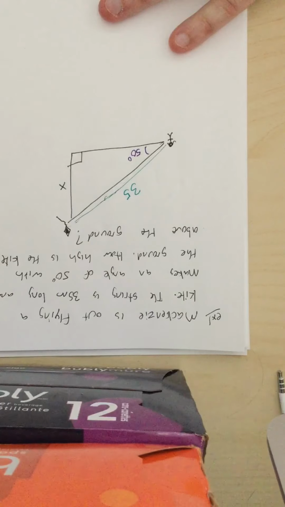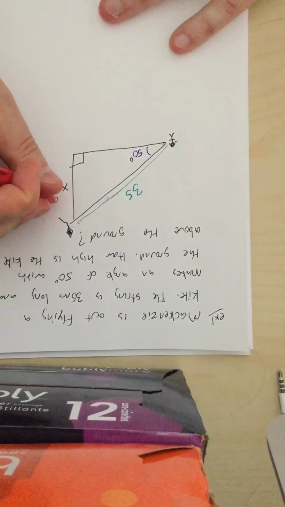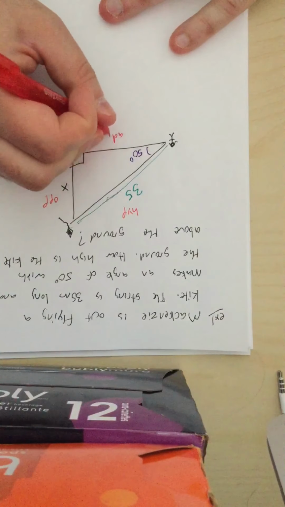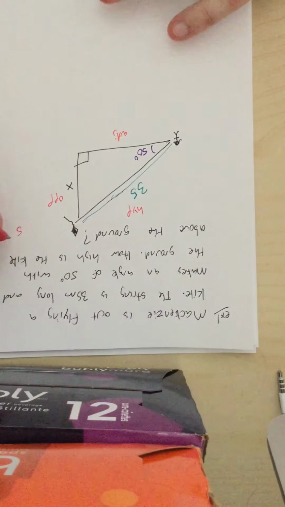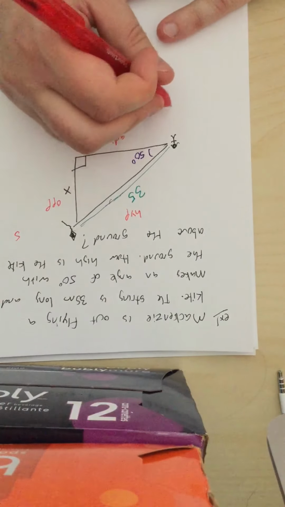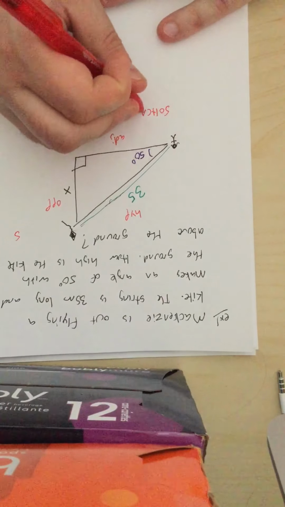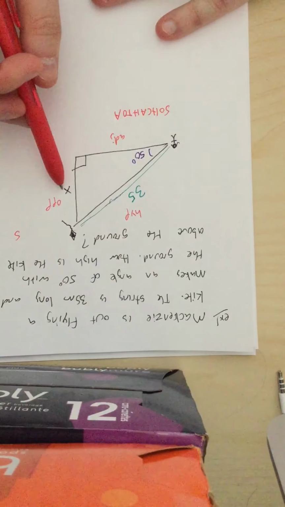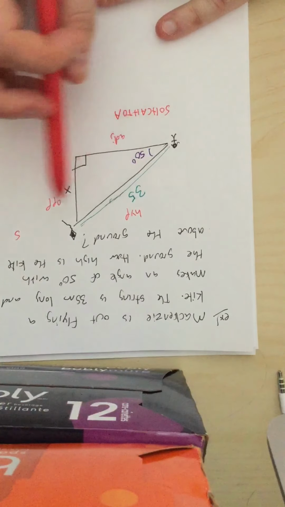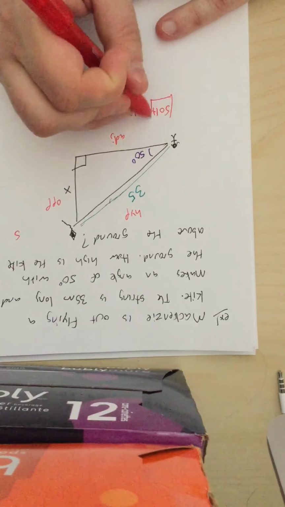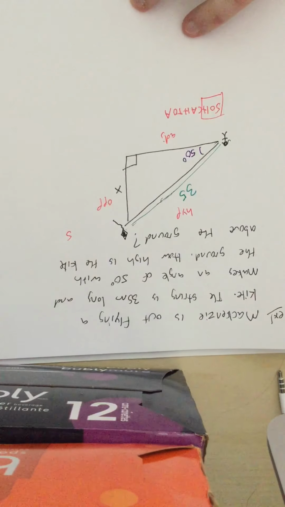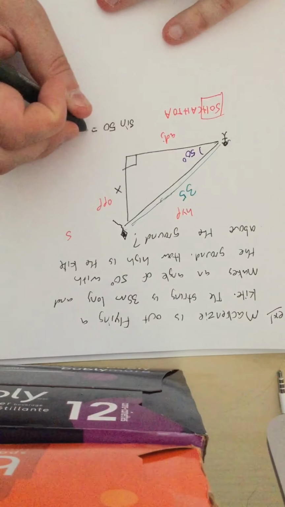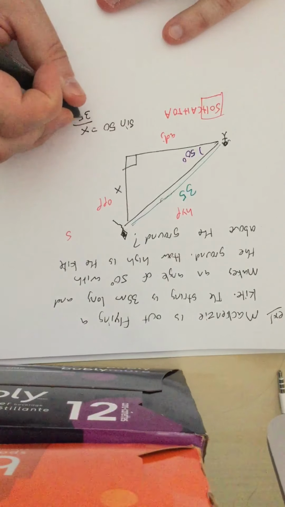And now we're ready. So we have everything. This is our angle, this is our opposite side, this is our hypotenuse, this is the adjacent. We're going to SOHCAHTOA this thing. We are looking for an opposite. We have a hypotenuse. We want something that involves opposite and hypotenuse. That's going to be sine. So we're going to have sine of 50 equals x over 35.